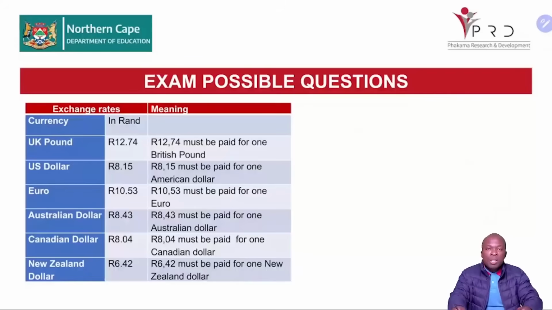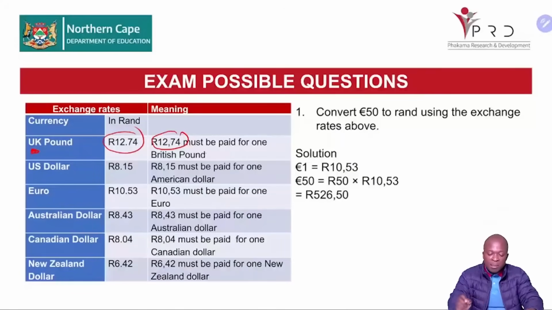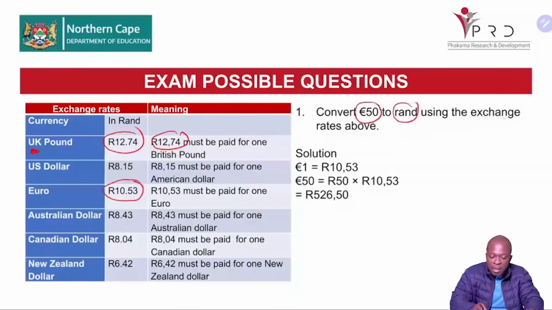So look at more questions about exchange rate. On this screen, we are seeing currencies and what it means. 1 UK pound, for example, when you bring 1 UK pound, you get 12.74 rand. Are we together? What it means is that you need to come up with 12.74 rand in order to get 1 British pound. So the examiner is saying, convert 50 euros to rand. How do you convert? We know 1 euro is equal to 10 rand 53.